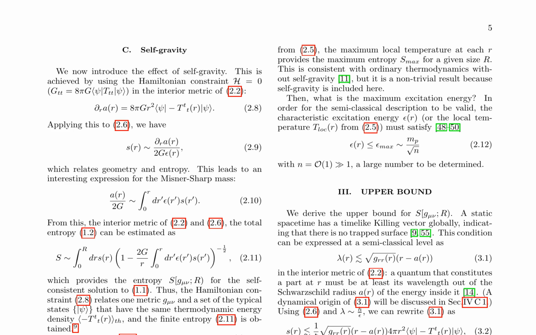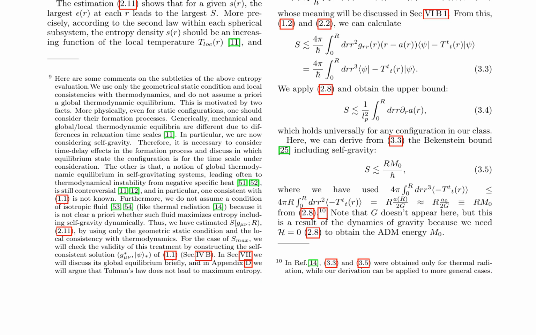This entropy is linked to the geometry and entropy density, demonstrating that for a given entropy density, S(R), the largest characteristic excitation energy, E(R), at each radial distance, R, corresponds to the largest entropy, S. Furthermore, the estimation involves the local temperature, T(log R), and its relation to the entropy density. The maximum local temperature at each R yields the maximum entropy, S max, for a given size, R, consistent with ordinary thermodynamics. In the semi-classical description, the characteristic excitation energy, E(R), must satisfy the condition E(R) is less than or equal to E max, where E max is the maximum excitation energy.